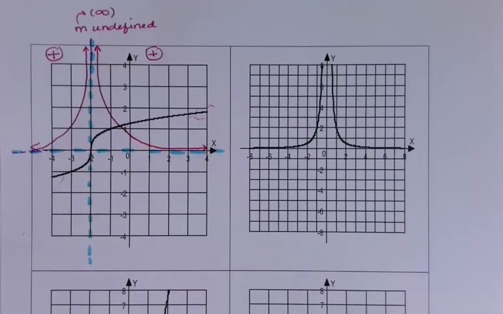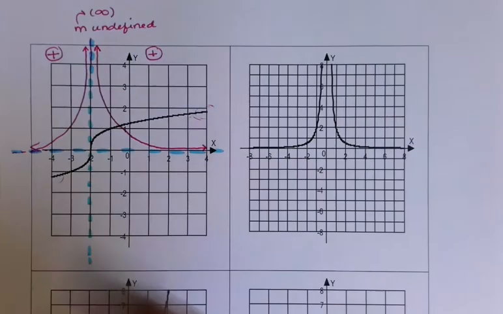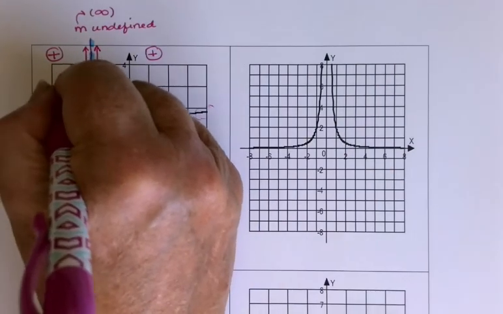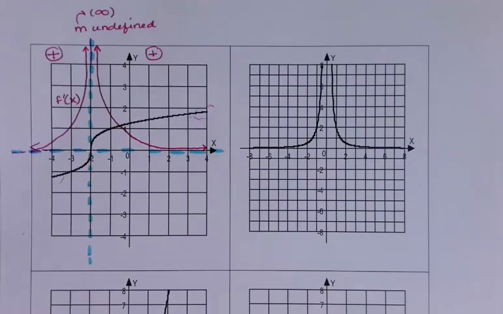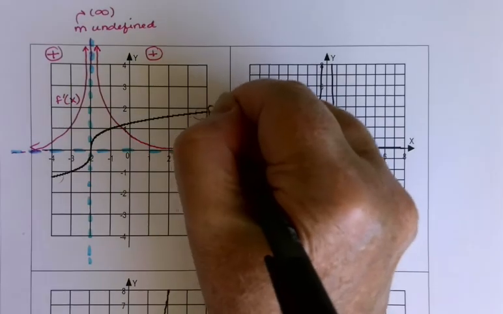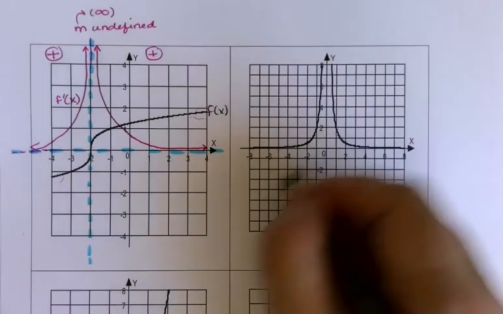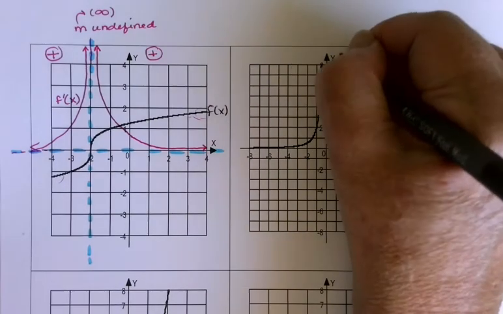Okay, next graph. Here's my f of x. I guess I didn't label this one. This, again, was f prime here, and the original one was f. Here's my graph of f of x this time.